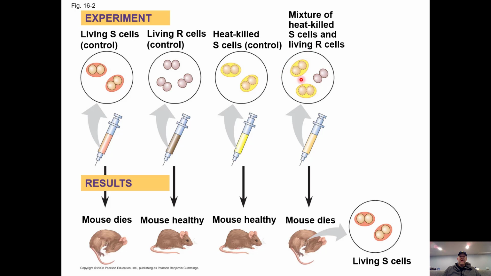And maybe that would be a better one. So we add our heat killed S strain and our R strain, mix them all together, and swing and a miss. The mouse dies. And wait a minute, we do our little mouse autopsy, and we find out that living S cells are in there. Even though we never put any living S cells in there, somehow they were.